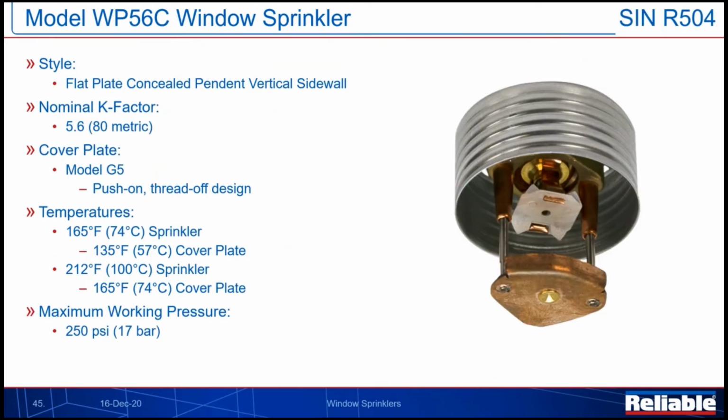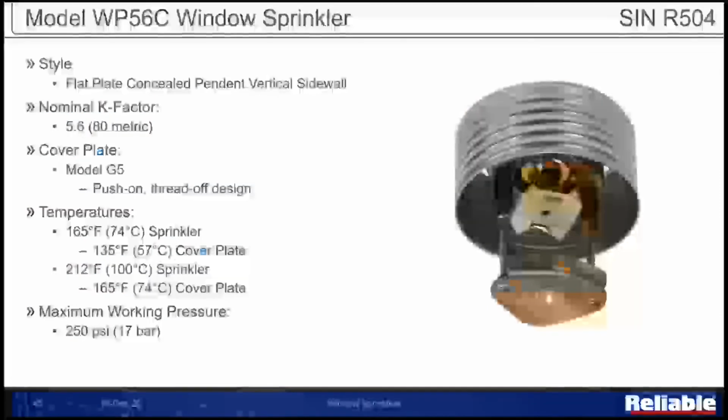We have flat plate concealed as the aesthetic that you're going to get after this. It's a 5.6 K factor. This uses our model G5 plate that's a push-on thread-off design. It's the same for all of our flat plate concealed sprinkler products out there. We have intermediate and ordinary temperature options. And again, we wanted to make sure we have a 250 PSI available to our customer base should they want to take advantage of that.